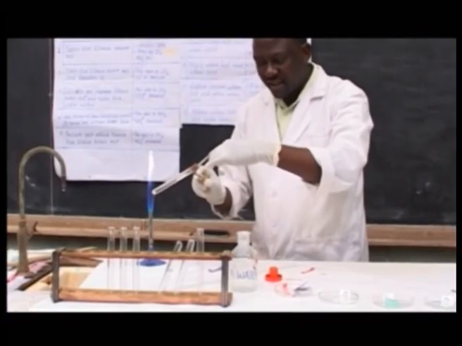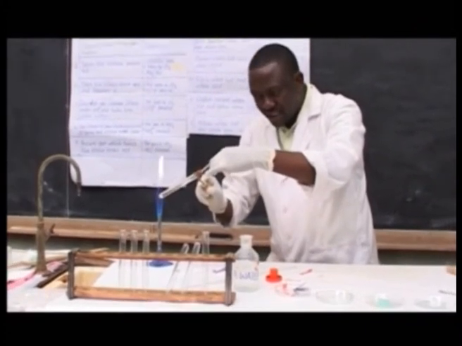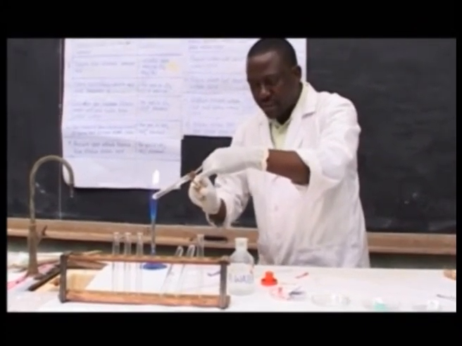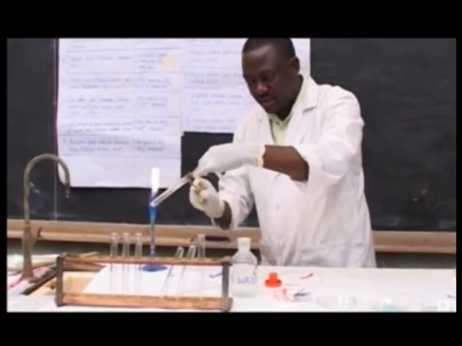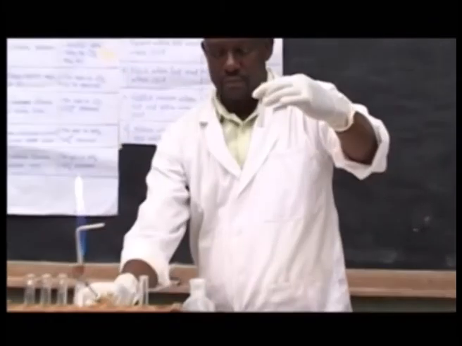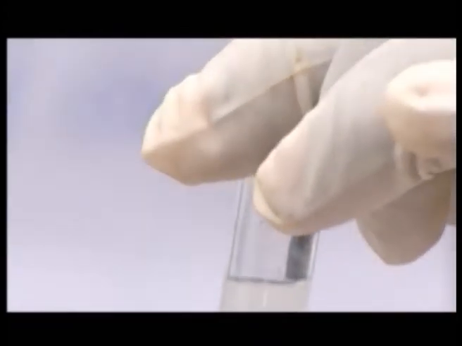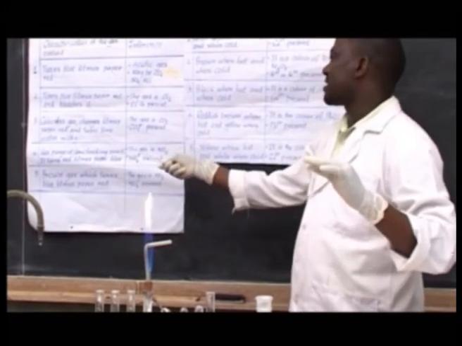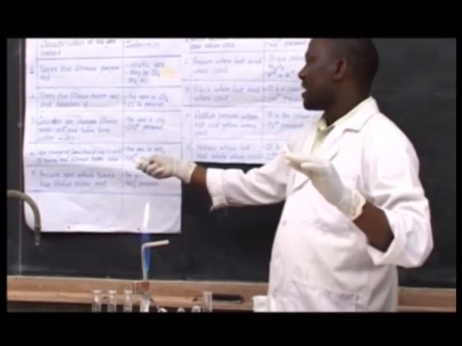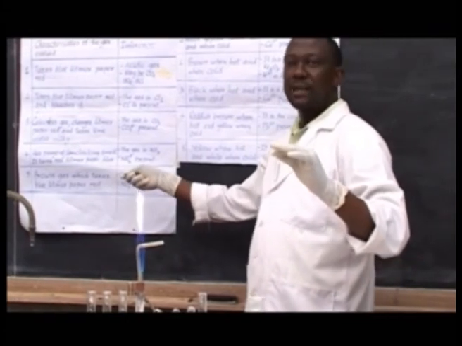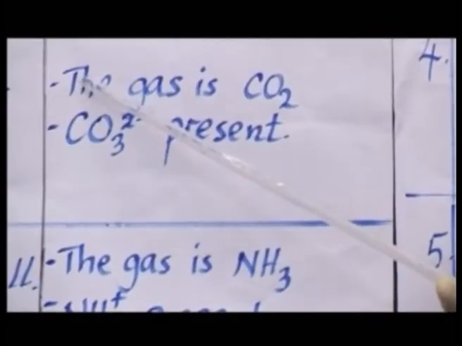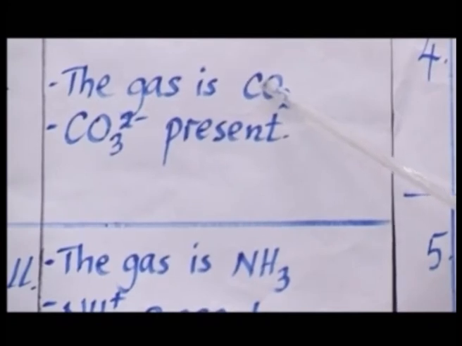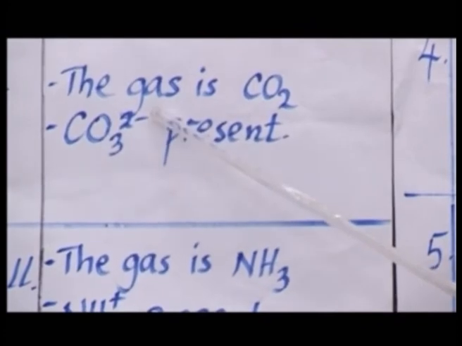As you can see, lime water is slowly changing into milky. Therefore, the gas evolved is a colorless gas that changes litmus paper red and it turns lime water milky. The gas is carbon dioxide, and it suggests that carbonate ions are present in the salt.